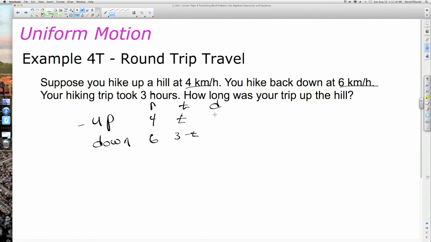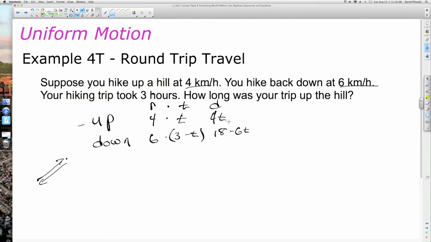Now our distances are going to be represented by the multiplication of the rate and the time. So we have to multiply 4 times t, and that just gives us 4t. And in this case we have to go 6 times 3 minus t, which is going to give us 18 minus 6t. I distributed that already, so there's a way you can save yourself some time when it comes to solving the equation. When you write your distance, you can distribute that 6 instead of writing it as 6 times the quantity 3 minus t, because we know the distances are going to be the same. We're going up the hill to a point, and we're turning around and coming back down. So the distances are going to be the same.